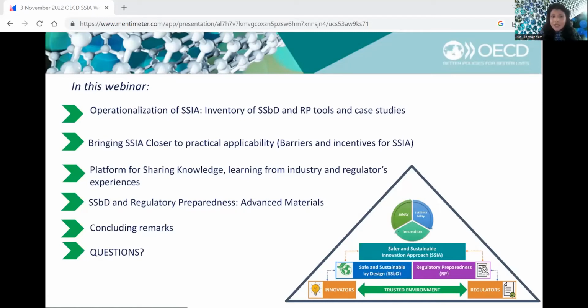The second presentation is bringing SSIA closer to practical applicability, a discussion on barriers and incentives, and how can we use this to bring SSIA closer to practical application. The third presentation will be a knowledge sharing platform and how we can learn from industry and regulator experiences. And finally, an example of safe and sustainable by design and regulatory preparedness, in the sense that an advanced materials is as a case study on how we can bring this into practice. And then I'll come in and give you some reflections and concluding remarks.